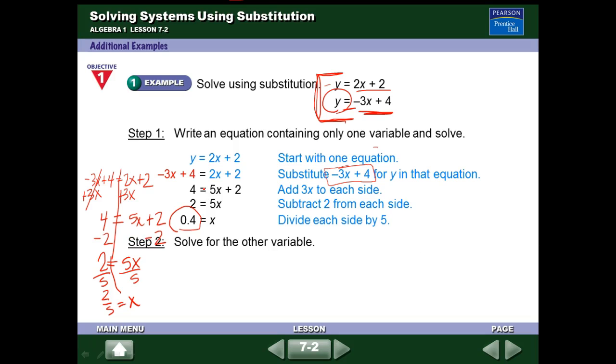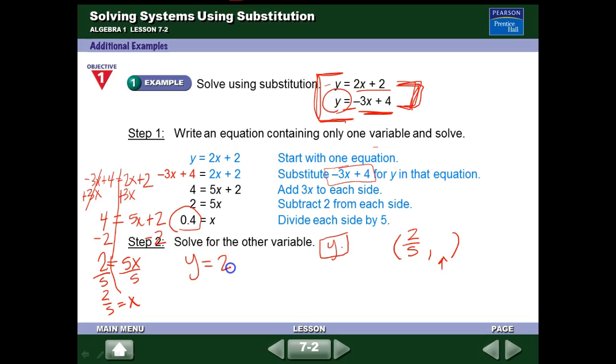Now, the second step is to solve for the other variable. Now that I know what my x value is, I can choose whichever one of these two equations I would like to plug x back into so we can solve for my y. Just like yesterday when you were finding your ordered pair by graphing, today we're looking for an ordered pair as well that solves this system. We know my x value is 2/5. So now we need to find my y.